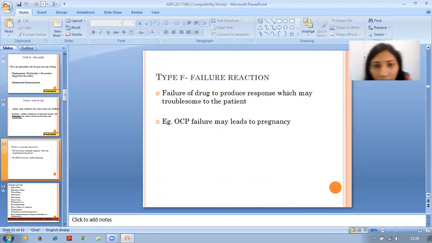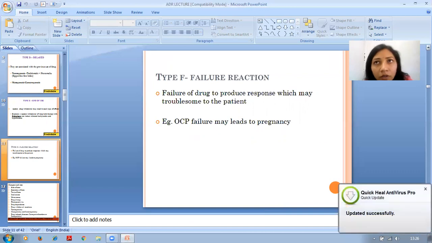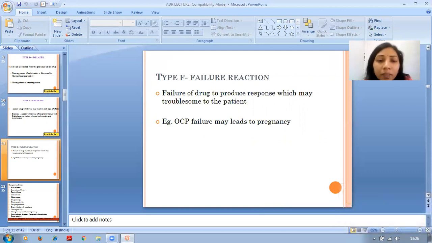Failure reaction, type F, means failure of the drug to produce a response, which may be troublesome to the patient. Means if we take the drug for a certain purpose and the drug is not able to solve that problem, then it is called failure reaction. For example, oral contraceptive pills, what is its purpose?